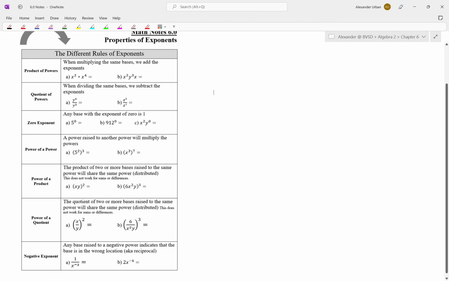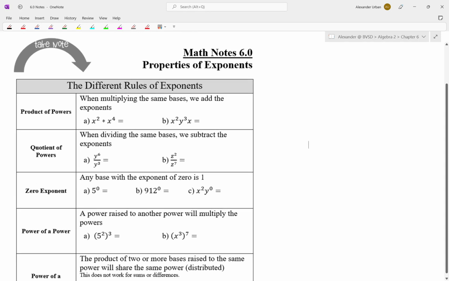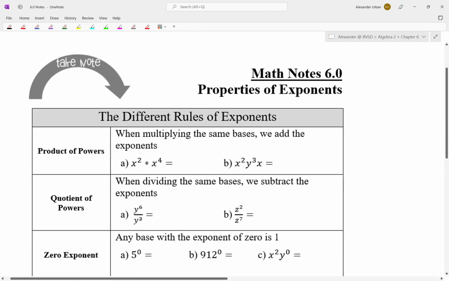So you can preview this as product of powers, quotient of powers, zero exponent, power to a power, product of a power, power of a quotient, and negative exponent. Those are the 7 different laws or rules that we're going to follow here today. But we're going to start off easy. We're going to do product of powers.